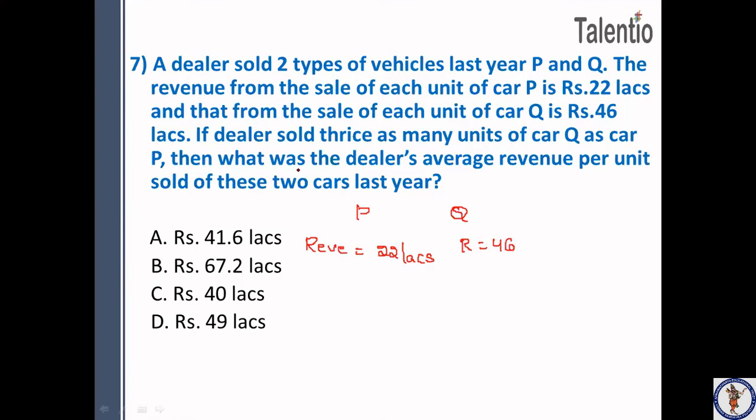Now, if the dealer sold twice as many units of car Q as car P. So whenever it has as many as, okay, whatever thing is before this comma or full stop is yes.